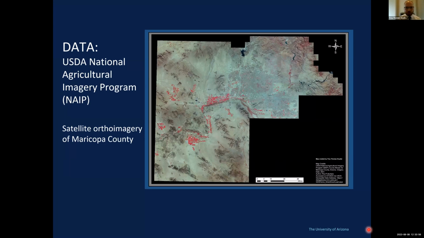I also used an ortho image from the USDA National Agricultural Imagery Program, or NAIP for short. And basically, it's just satellite imagery of the county. And this, in its native form, it shows vegetation in red. So they use this kind of imagery a lot for vegetation, but I actually used it for a different purpose, which I'll explain in a minute.